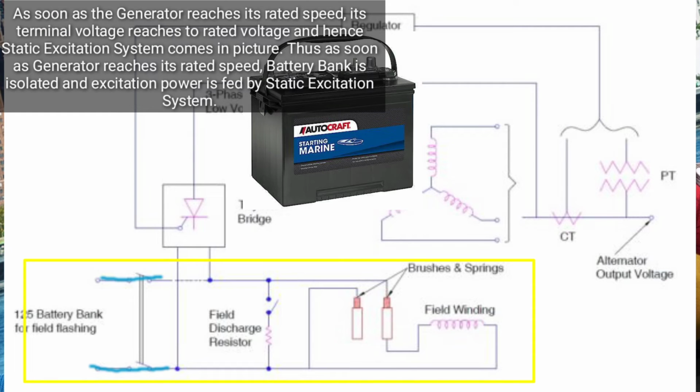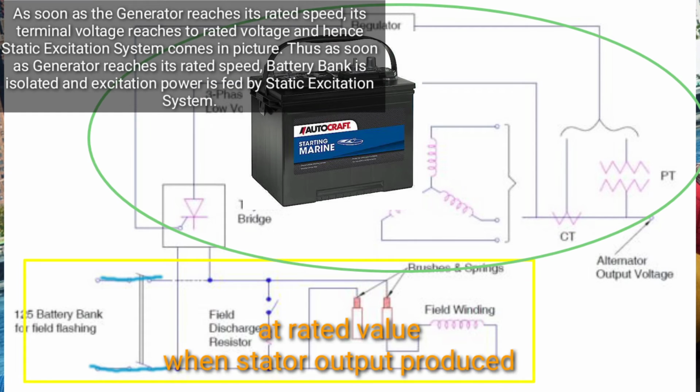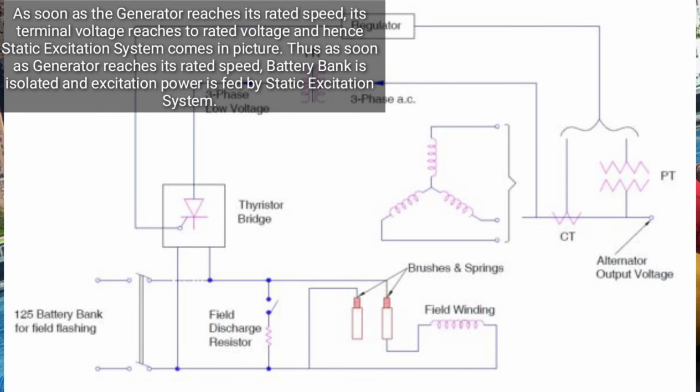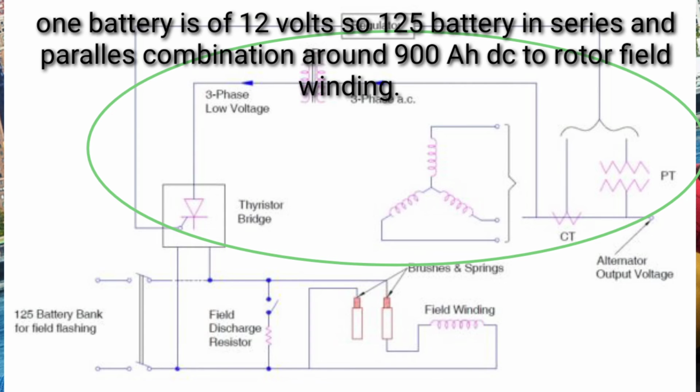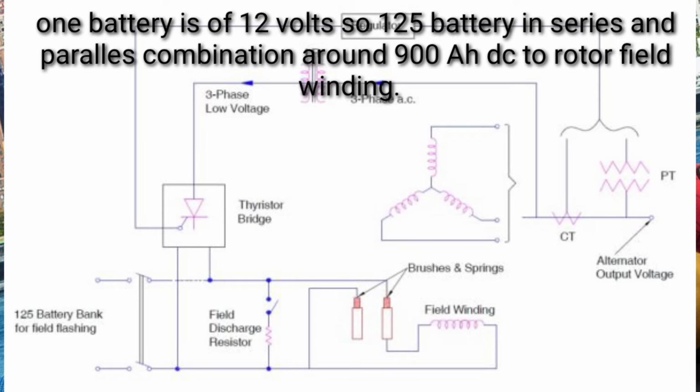As soon as the generator reaches its rated speed, its terminal voltage reaches the rated voltage, and hence the static excitation system comes into the picture. Thus, as soon as the generator reaches its rated speed, the battery bank is isolated and excitation power is fed by the static excitation system. One battery is of 12 volts, so 125 batteries in series and parallel combination around 900 RDC2.